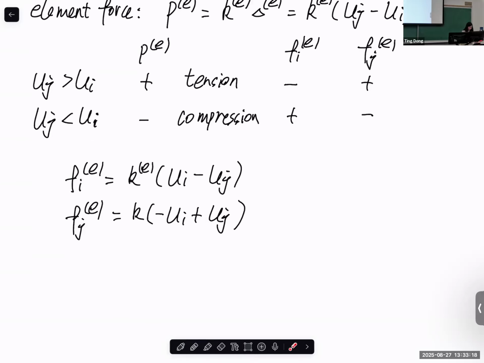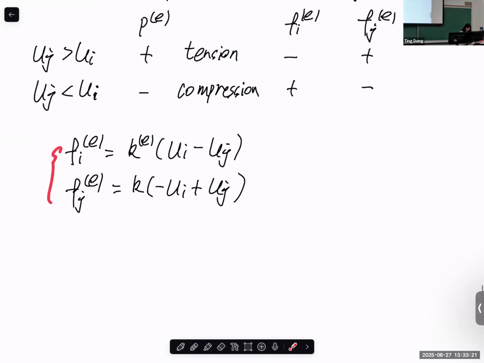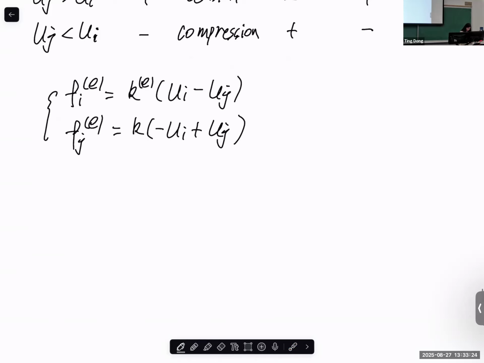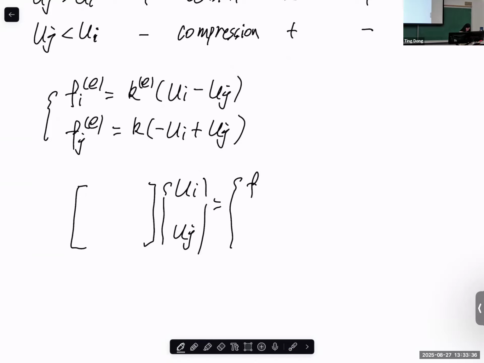So now these are the two equations. Of course, in FEA, we always put them into a matrix equation. Now it becomes a matrix times (Ui, Uj) equals the force vector, which is (Fi of element E, Fj of element E). What are the 4 components in this 2x2 matrix? I just simply write these 2 equations into the matrix form.